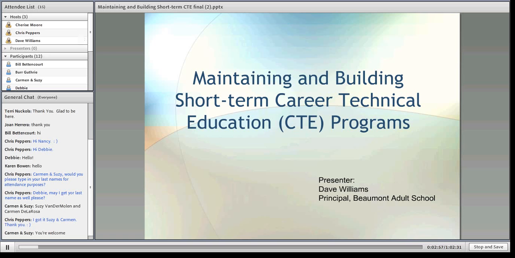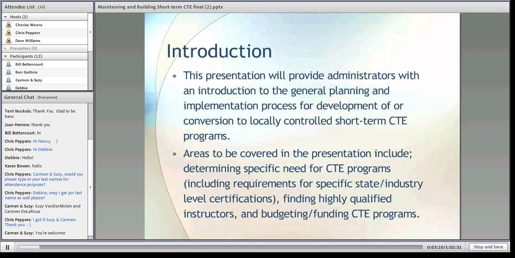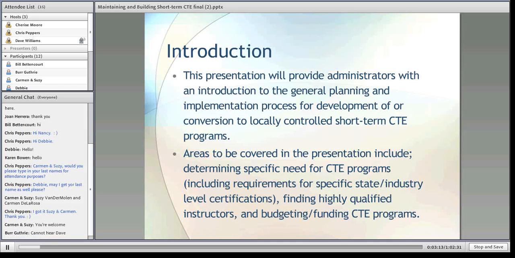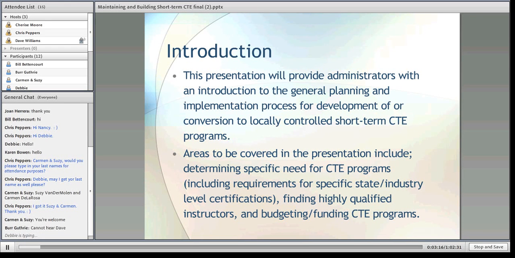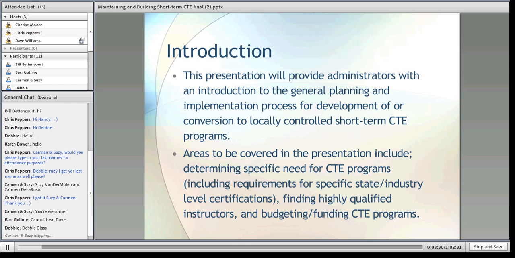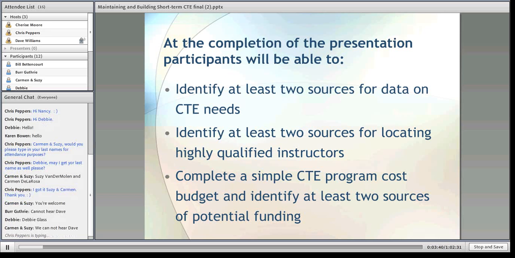We'll be going through looking at the basics for creating, developing, or possibly maintaining something that you've had in the past of short-term career technical education. This presentation will provide administrators with an introduction to general planning, implementation process for development of or conversion to locally controlled short-term CTE programs. Areas to be covered in the presentation include determining specific need for CTE programs, including requirements for specific state industry level certifications, finding highly qualified instructors, and budgeting and funding CTE programs. And Sharice went over what the expectations and outcomes are for the participants here today.